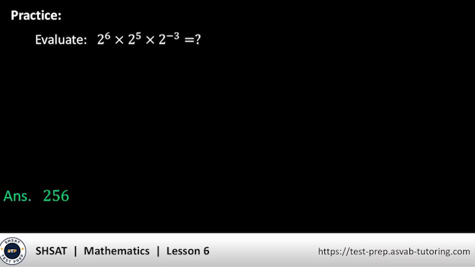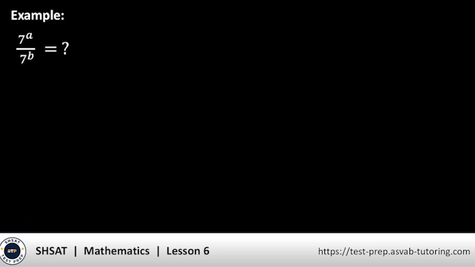Okay, all right, moving on. So here's a practice question for you, like we do in all the rest of our lessons. You can take a screenshot of this, or you can pause and try to solve this on your own. I hope that you do get 256. It is exactly like what we have been doing so far. All right, moving on. So we have 7a over 7b.